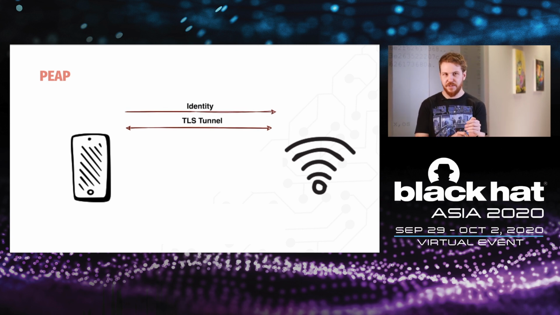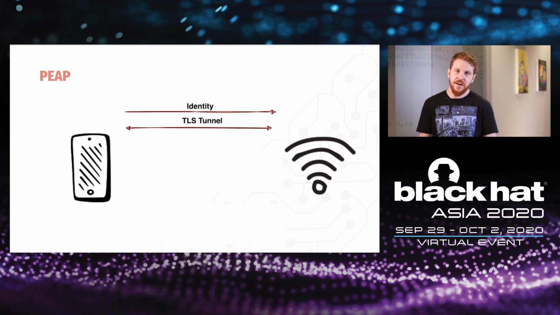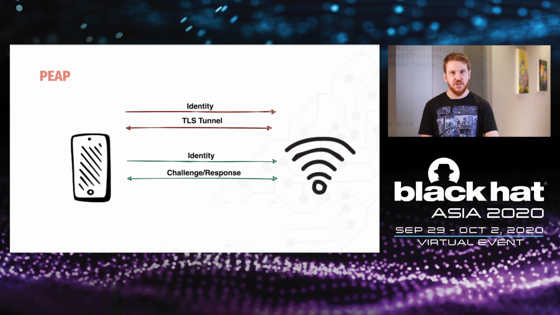So the first thing that happens is the client device will set up a TLS tunnel with the access point. And then provided it accepts the certificate that the access point presents, kind of how websites work, it will then, within that tunnel, do an MS-CHAP challenge response. We'll go into a bit more detail just now, but basically it proves to both sides that the server knows the password and the client knows the password without actually passing the password over.